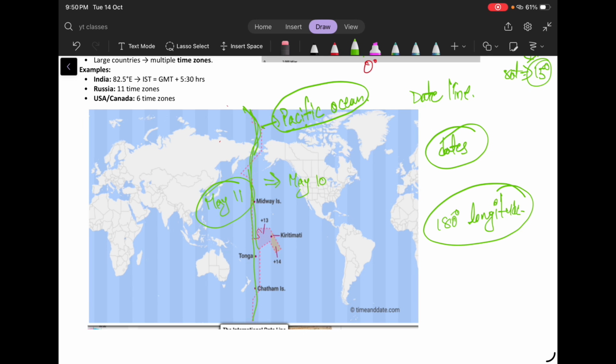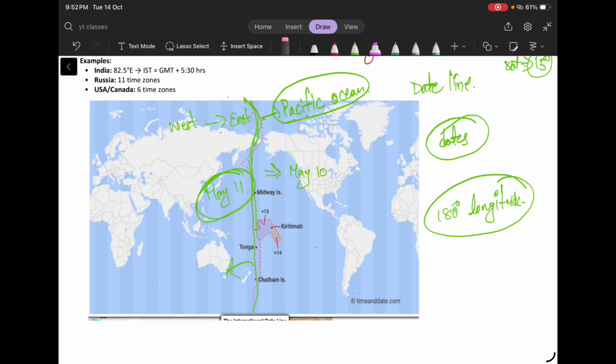and because the Earth is rotating from west to east, right? First we will see the date here, and if a person is traveling across the international dateline, if a person travels east of this international dateline, he will gain a time of 24 hours, and if he travels to the west from this spot to this area, he will lose a period of 24 hours.